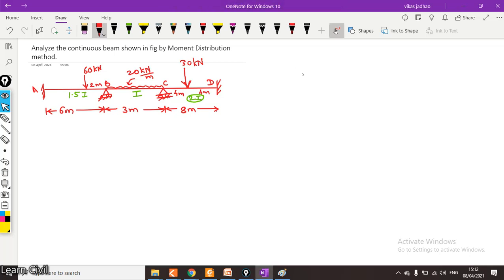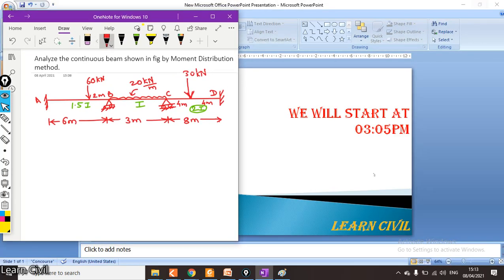So this is the problem given. Span AB is subjected to a point load of 60 kilonewton which is acting at a distance 2 meter from point B. BC is subjected to uniformly distributed load having intensity of 20 kilonewton per meter. CD is subjected to a point load of 30 kilonewton, and it is acting at the mid span. Okay, so as usual we will go step by step.